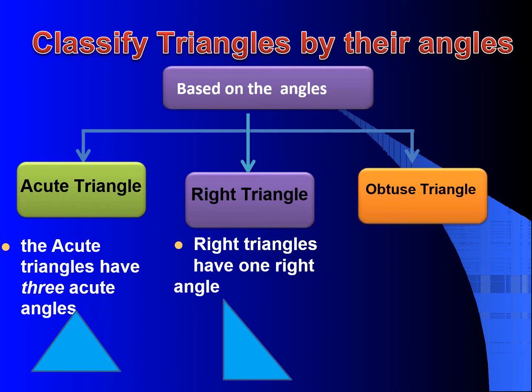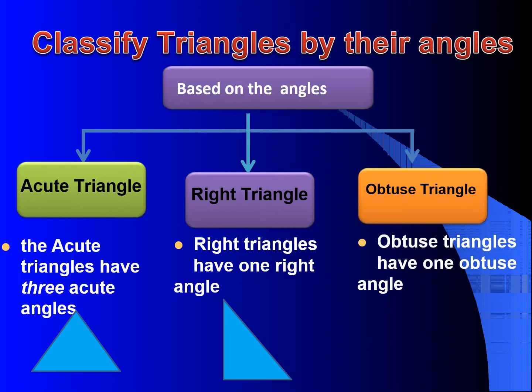What about the obtuse triangle? There is one obtuse angle in obtuse triangles, like the one shown here. What about the other angles in the obtuse triangle, guys? Of course, the other angles are acute, because they are so small like that. So in the obtuse triangle, there is only one obtuse angle, but the other angles are acute. For example, if there is an angle of 120 and the other angles are 50 and 10, then 120 is the obtuse angle, and the other angles, 50 and 10, are of course acute angles.